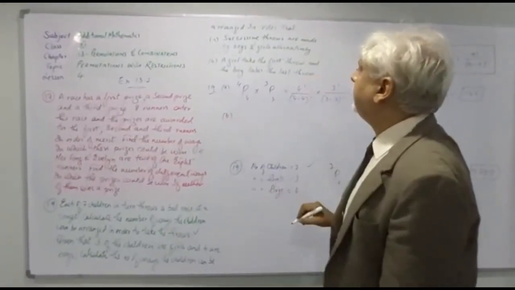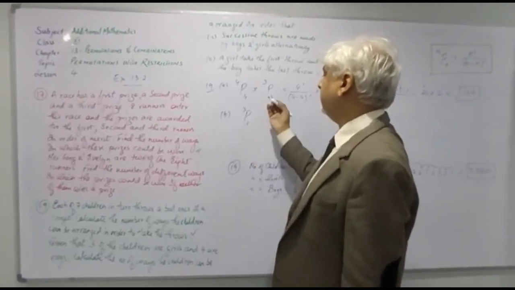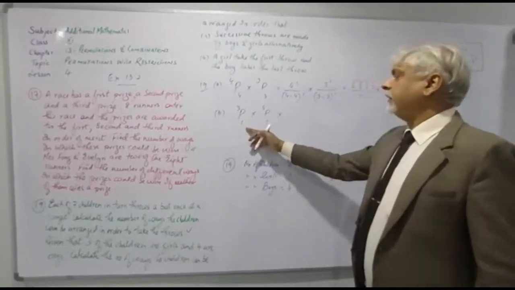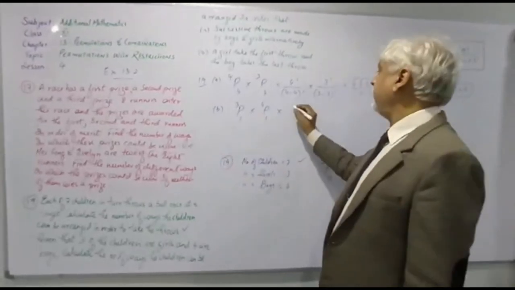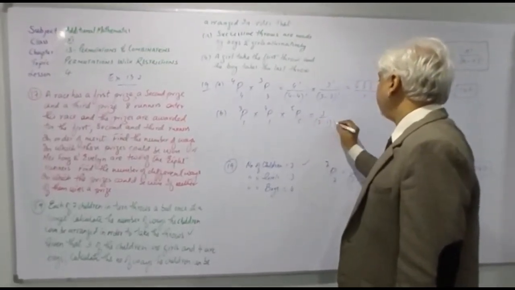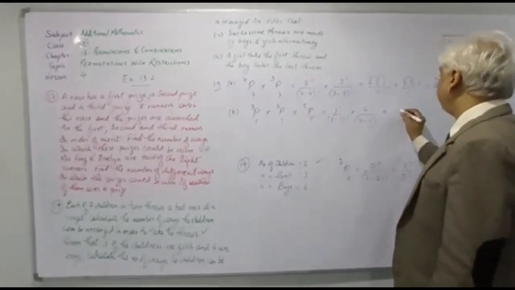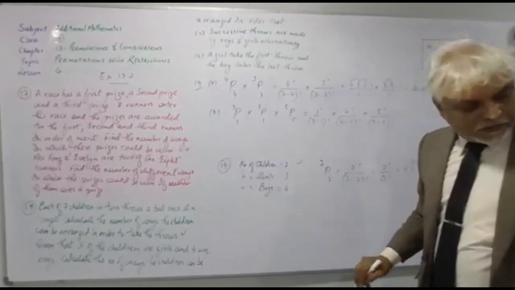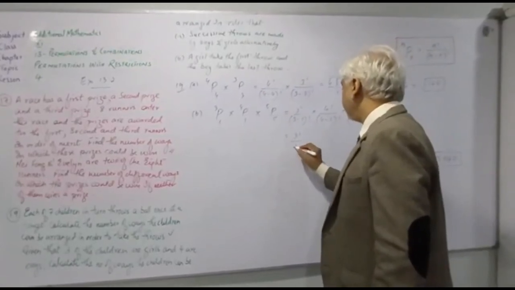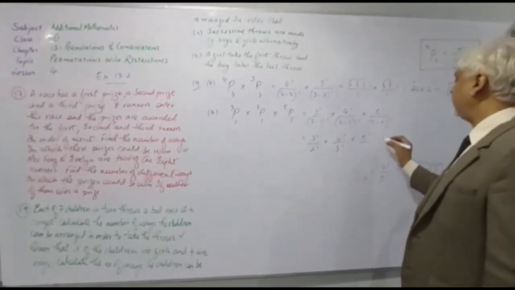Now let's do the B part of it. A girl takes the first throw and the boy takes the last throw. So one girl takes the first throw, and one boy takes the last throw. So how many are left then? If one girl and one boy take the throw, you're left with 5 out of 7. So let's work this out. 3 factorial upon 3 minus 1 factorial times 4 factorial upon 4 minus 1 factorial times 5 factorial upon 5 minus 5 factorial. So 3 factorial upon 2 factorial, times 4 factorial upon 3 factorial, times 5 factorial upon 0 factorial, and 0 factorial we know is equal to 1.